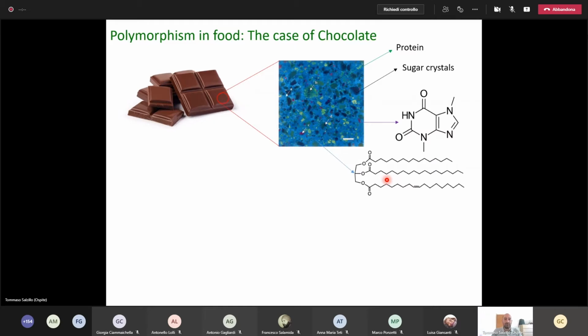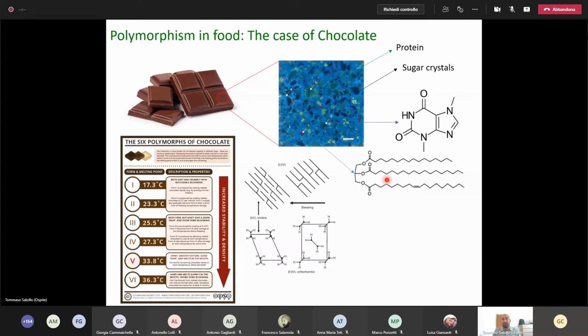But in general, as you can see, this is not a rigid molecule, it's a flexible molecule. So we go back to this more complicated case. What we are expecting is a lot of polymorphs, a lot of structures for chocolate. And indeed, if you just search on Google, you can find the same picture that I'm presenting here.